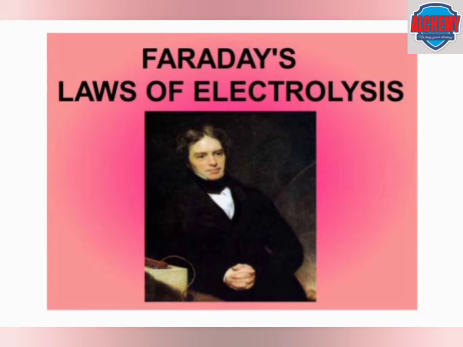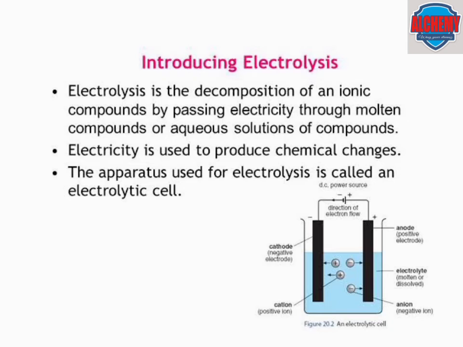Next, we will discuss Faraday's laws of electrolysis. Electrolysis is the decomposition of an ionic compound by passing electricity through the molten compounds or aqueous solution of the compounds. Electricity is used to produce chemical changes. The apparatus used for electrolysis is called an electrolytic cell.